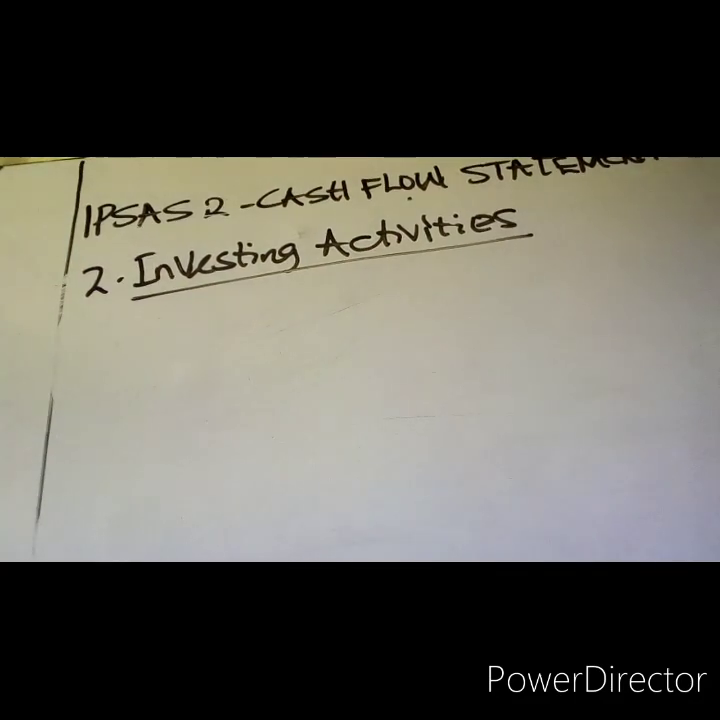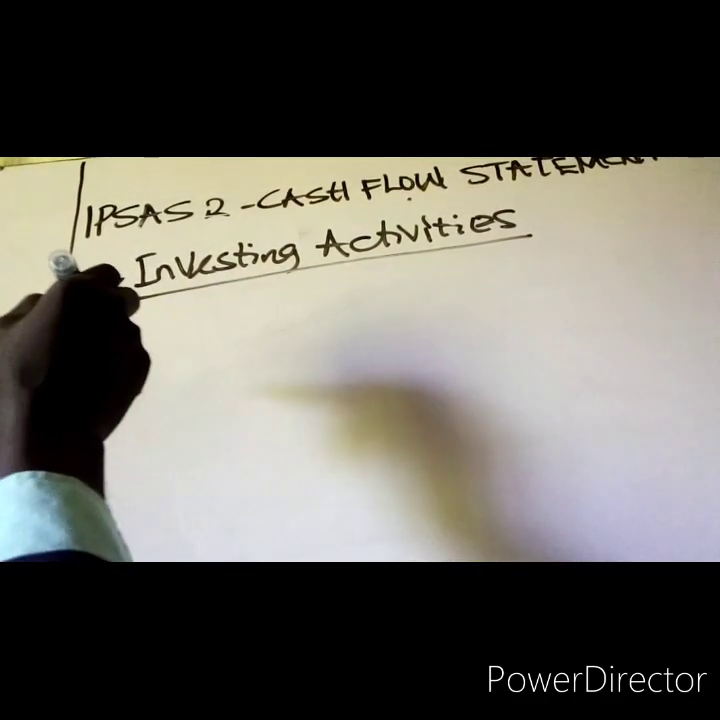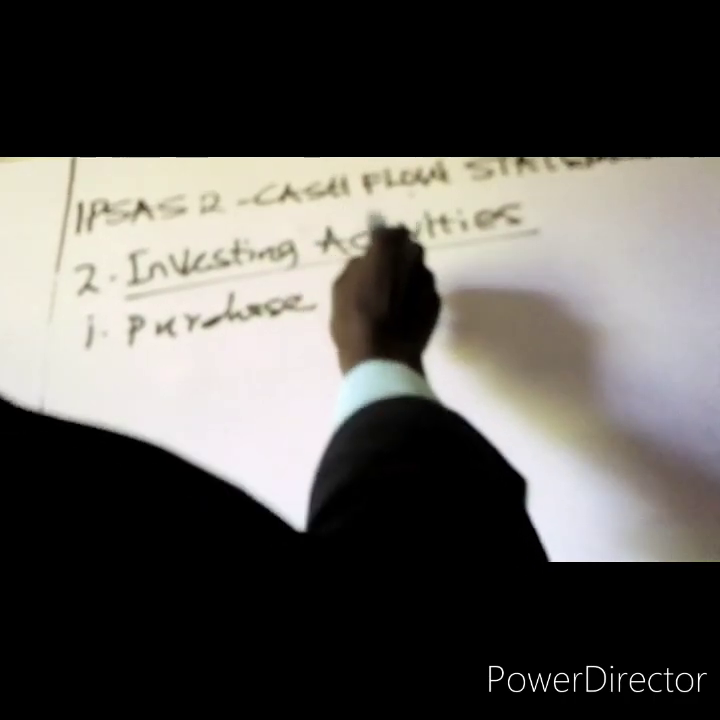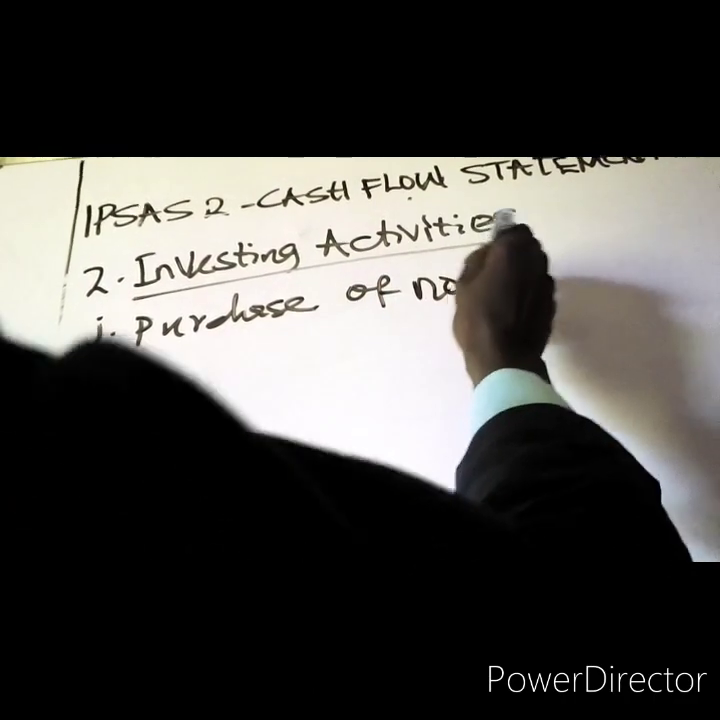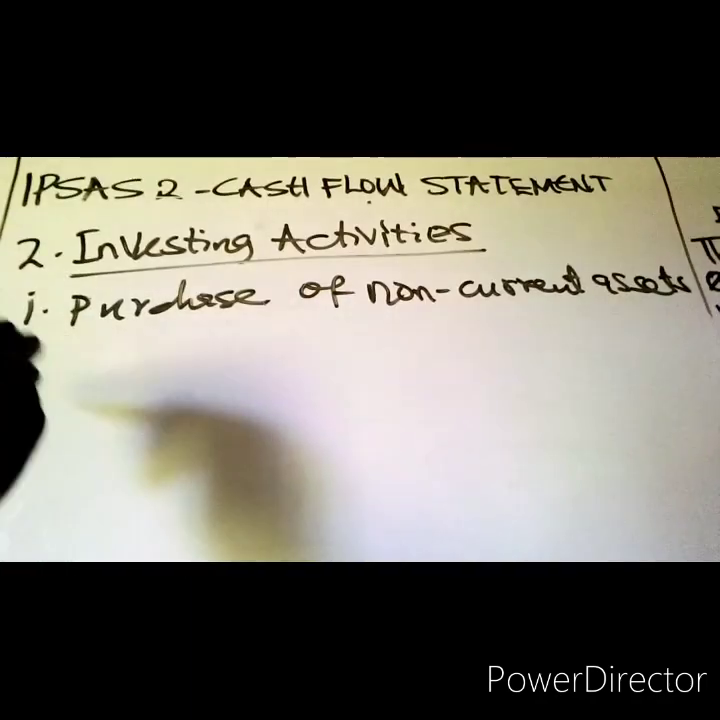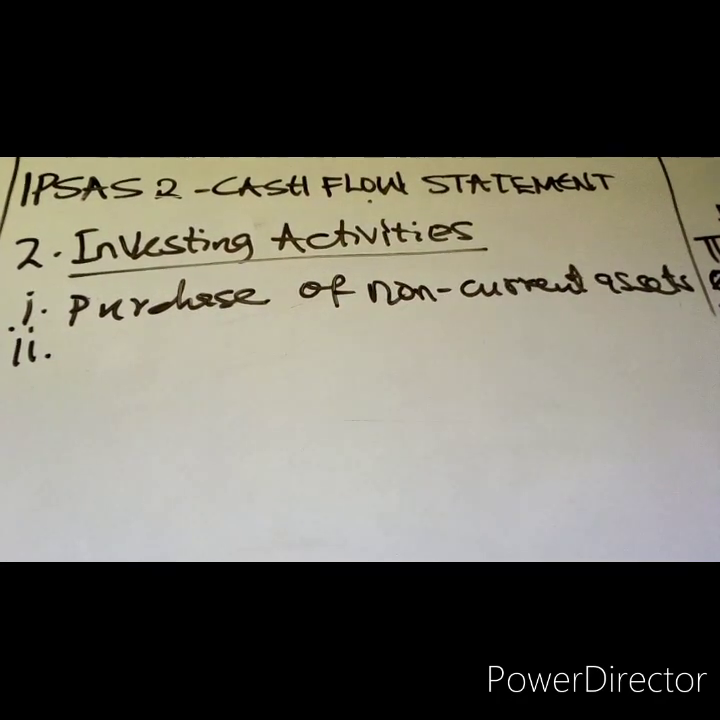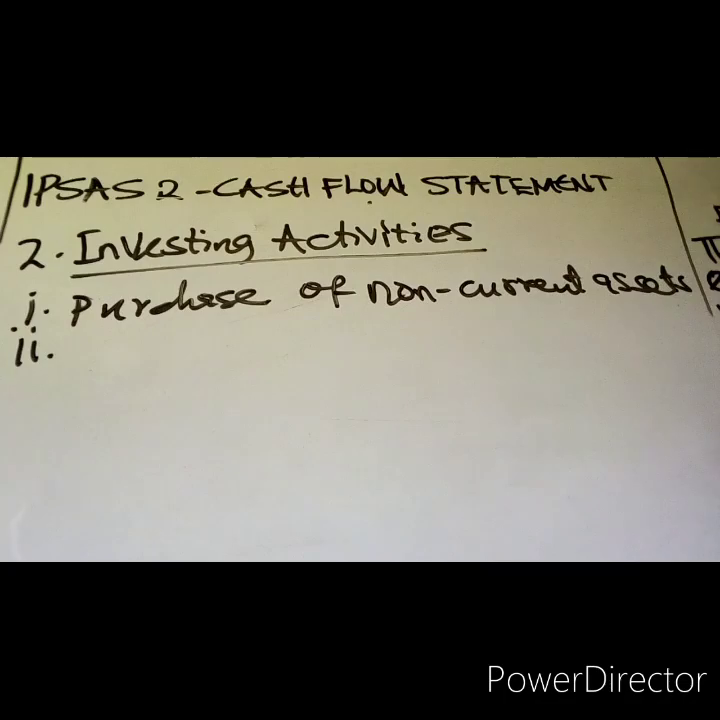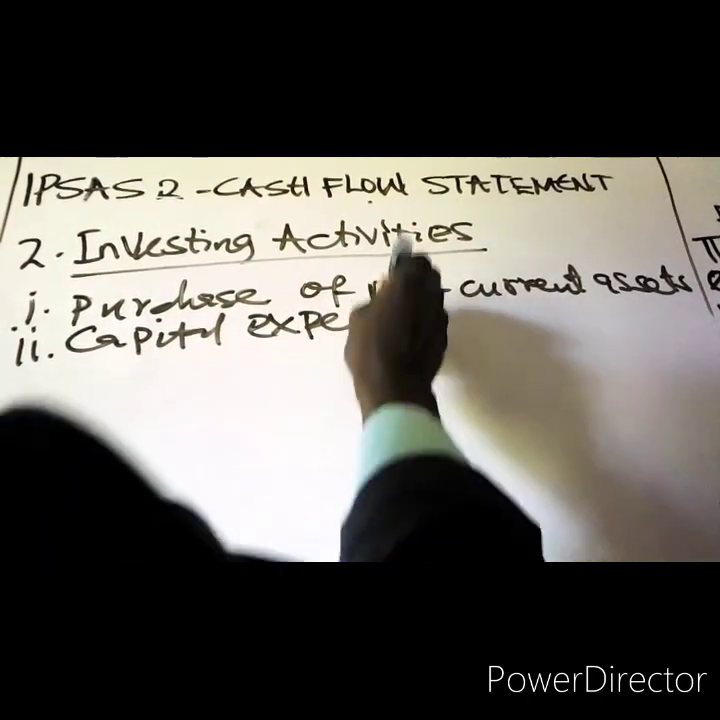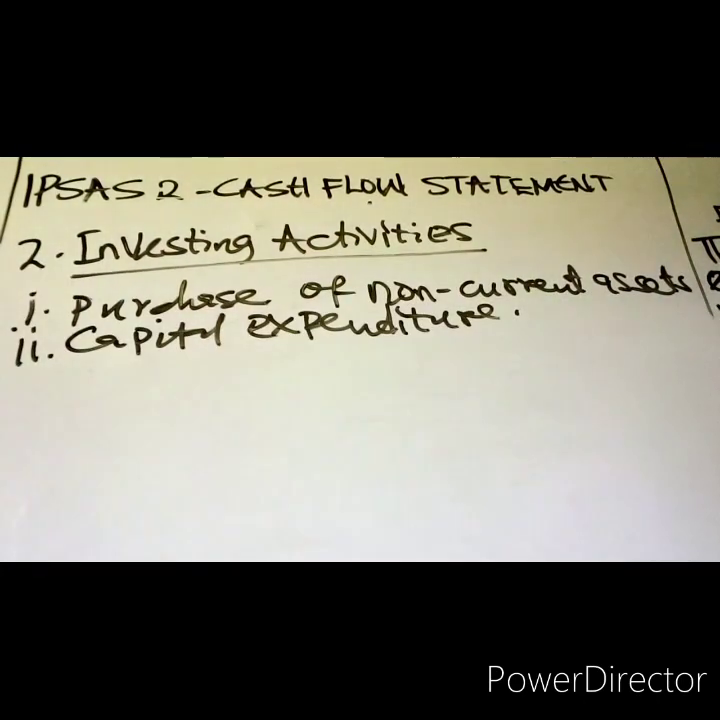So, example of investing activities, we have purchase of non-current assets. That is investing activities. It includes all expenditure on capital project. Let me say capital expenditure. All expenditure incurred on capital projects falls under investing activities.